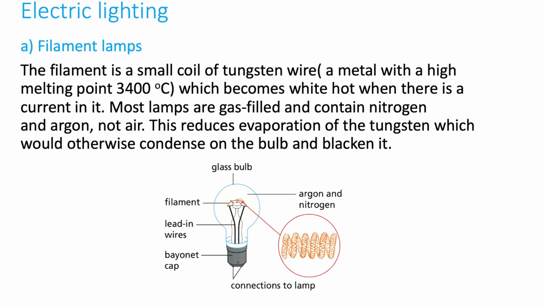Electric lighting, or lighting effects of electricity. Filament lamp. The filament is a small coil of tungsten wire, a metal with a high melting point, around 3400 degrees Celsius, which becomes white hot when there is a current in it. Most lamps are gas filled and contain nitrogen and argon, not air. This reduces evaporation of the tungsten, which would otherwise condense on the bulb and blacken it. So you can see a filament lamp here.